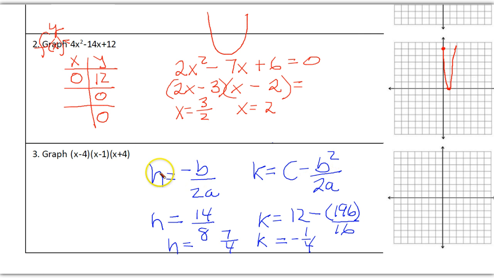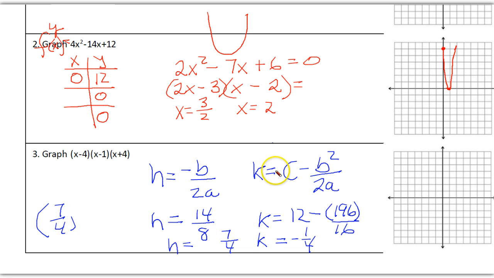So digging into some formulas we may or may not know or remember, H, which is the vertex letter, we use the formula using A is 4, B is a negative 14, and C is a positive 12. Negative B would be a positive 14 divided by 2 times 4, which is 8. So our x value here is 7/4.